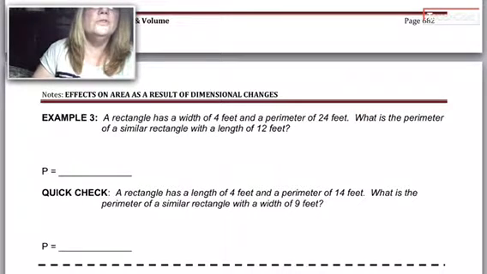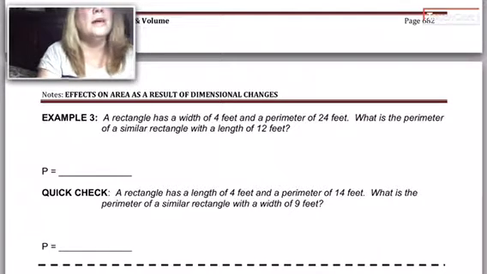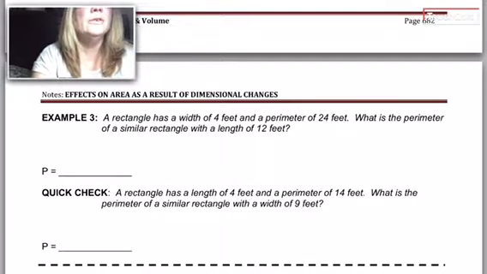Okay, this is part 2 of the video on effects on area as a result of dimensional change. I'm going to go back to example 3 because I don't think we finished it.